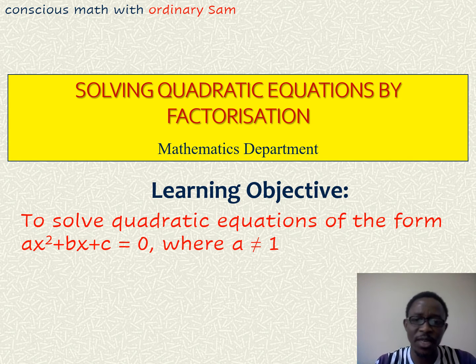Now, we're going to be looking at solving quadratic equations by factorization. Our learning objective is to solve quadratic equations of the form ax squared plus bx plus c equal to 0, where a is not 1. I may not be able to give you the whole world, but what I have is what I'm giving to you. Please take it, use it. It will do you good. I will take some examples to explain this concept, and then I will leave you with some problems that I'm very sure you'll be able to deal with.